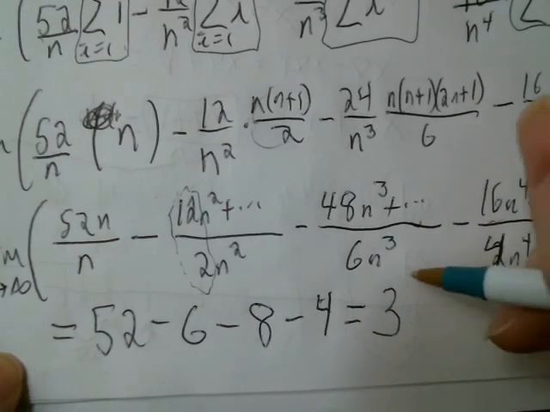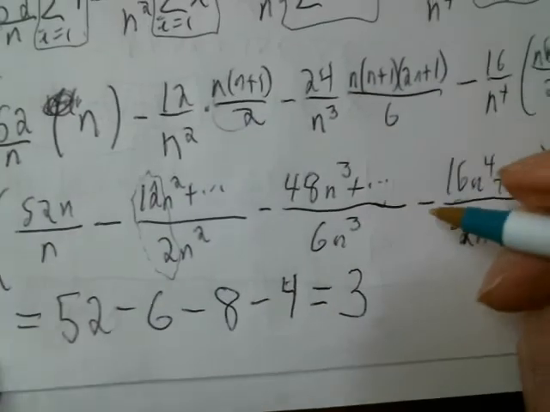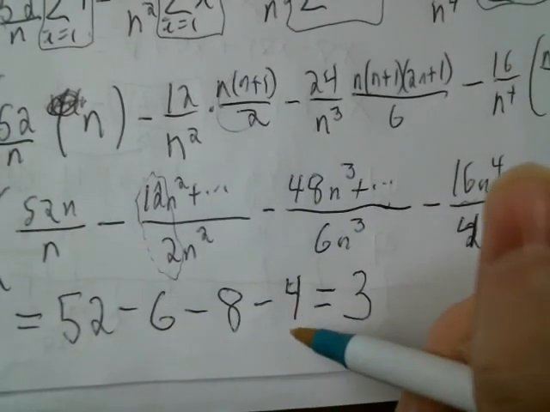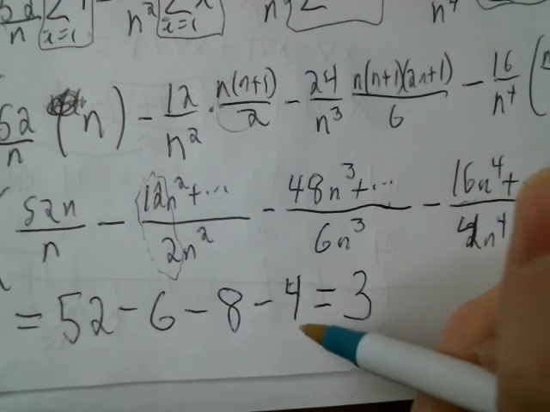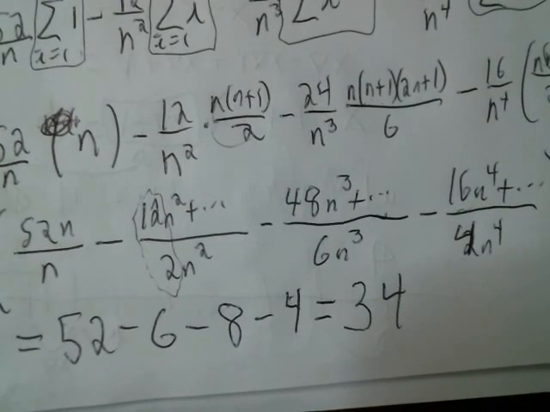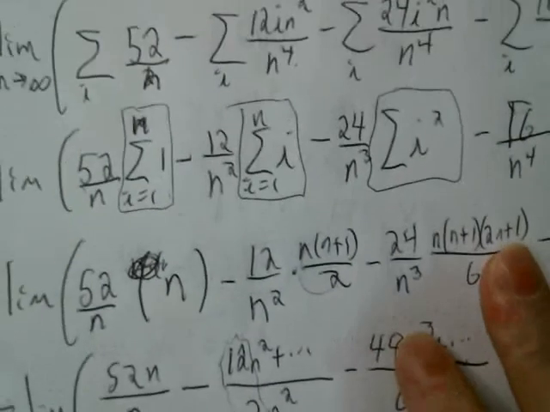This is the hardest part, right? Oh my God. Sorry. 52 minus 10 is 42. 42 minus 8 must be 34. All right, we got it. That's the answer. Okay, so brutal, right?